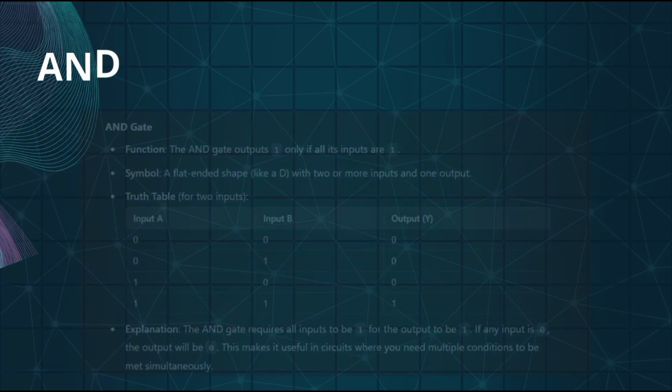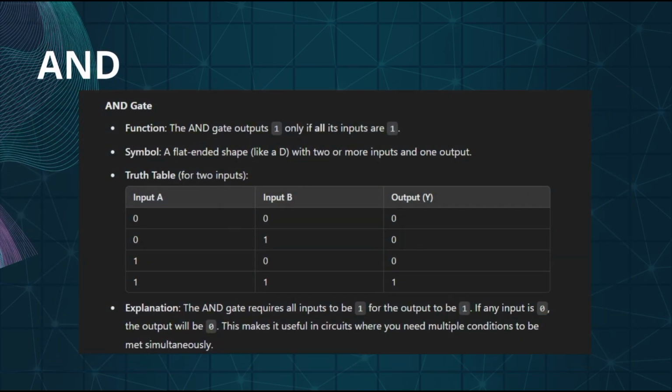AND gate function: the AND gate outputs 1 only when all of its inputs are 1. If any input is 0, the output will be 0. Symbol: a flat-ended shape, like a D, with multiple input lines and one output line.